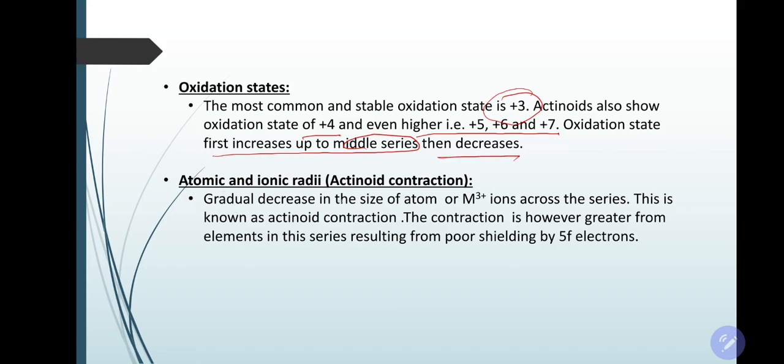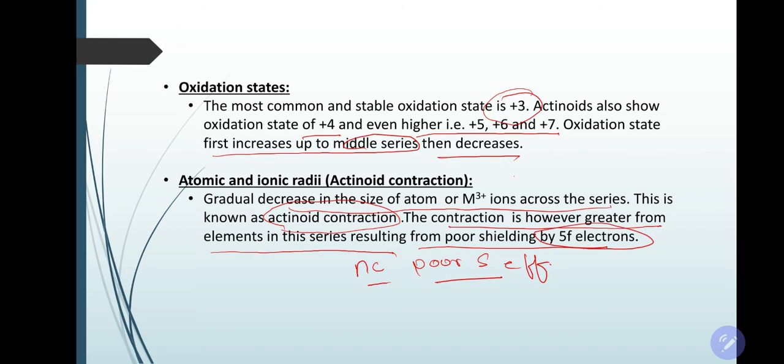Atomic and ionic radii, that is actinoid contraction. Why does this happen? Due to increase in nuclear charge and poor shielding effect, and the decrease in size of atoms across the series, okay. This is known as the actinoid contraction. So it will show a resemblance to the 4d orbital. That is why the contraction is seen. This contraction is however greater from element to element in this series, resulting from poor shielding of 5f electrons.